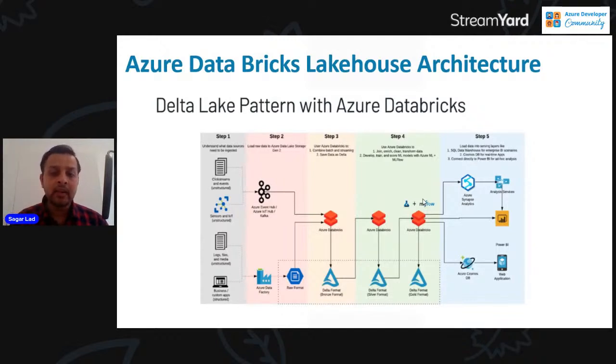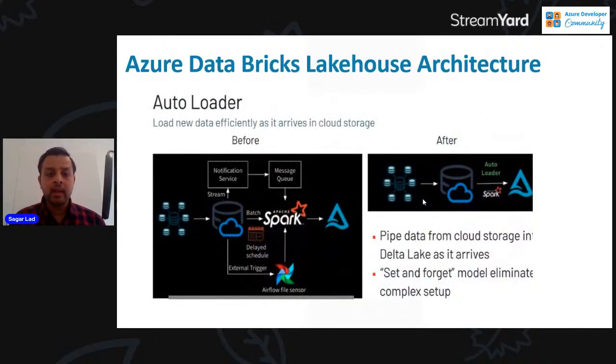We start from getting the data, ingesting it into the landing zone in Azure storage, and then performing the data transformation and maintaining the version history with Delta Lake, followed by creating Power BI reports as well as a machine learning model. So this pattern can be followed if you want to implement Delta Lake with Azure Databricks.